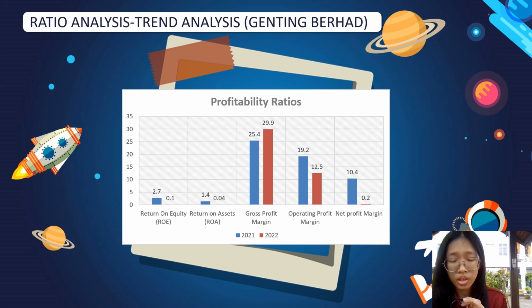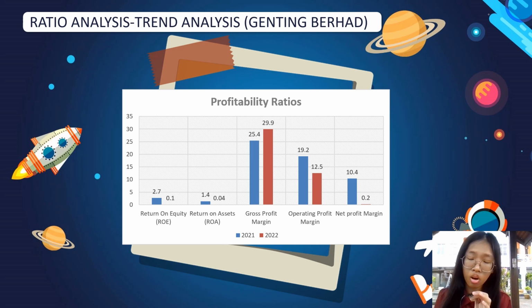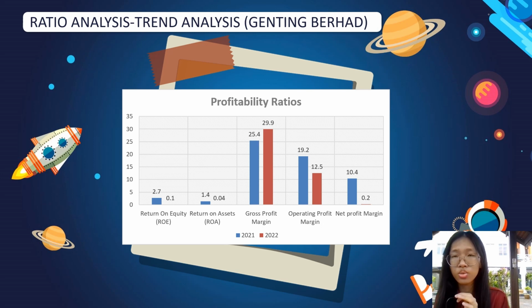So next, the operating profit margin decreased from 19.2 in year 2021 to 12.5 in year 2022 because of enhanced 6.7% productivity. And the last, the net profit margin of Genting Berhad decreased from 10.4 to 0.2 in year 2022. This data means that income to shareholders decreased.